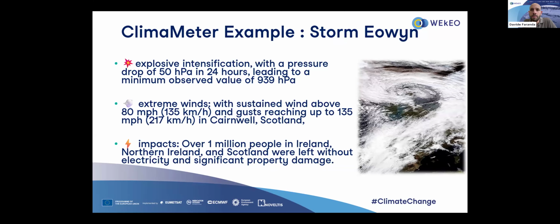So I will show you here very briefly the storm Eowyn. It's an explosive storm, an extratropical cyclone that hit the British Isles and France recently. And basically we had a drop of 50 hectopascal in 24 hours, a pressure minimum of 940 hectopascal, extreme winds above 130 kilometers per hour, and many impacts, especially on property damages and the energy sector.